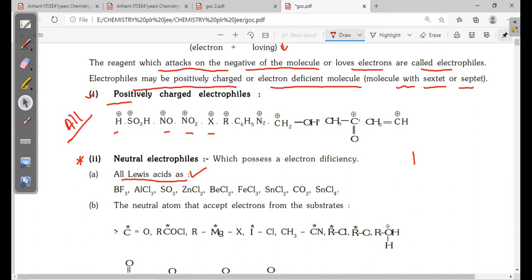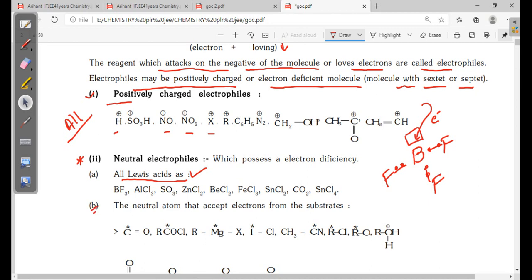So one example I will explain to you, BF3. See here, how many electrons are there with boron? Total 3 bonds means total 6 electrons. But 8 electrons is the stable state. That means for the octet, it is still 2 electrons deficient, so there is one empty box. It is ready to take electrons. So electron receivers are known as electrophiles. Electron loving, electron receivers.